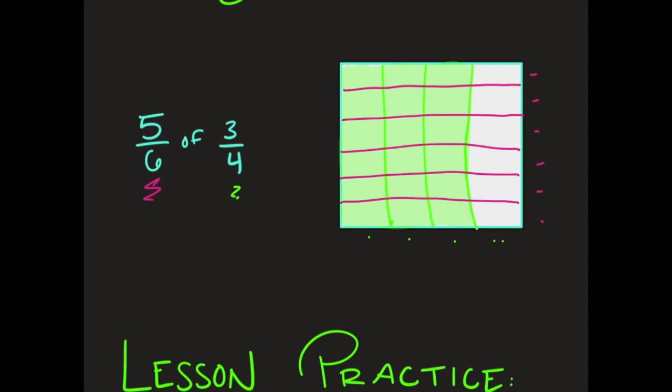Now I'm going to shade in 5 of them because I have 5/6. So here we go. Here's 1, 2, 3, 4, 5. We're shading in all of this, which is quite a bit. Get that all shaded in. And then when we're done, we can count up our pieces. Okay, so now what I'm going to count first is how many pieces do I have double shaded? You can kind of see that green and pink overlapping.